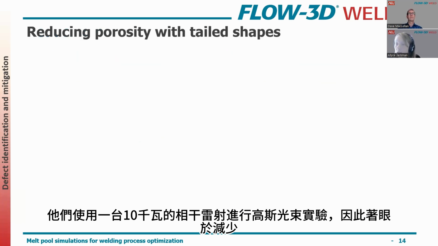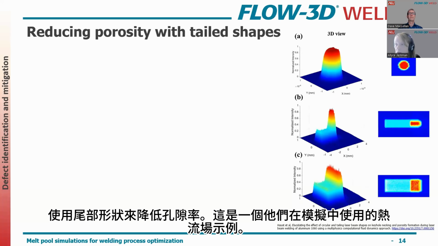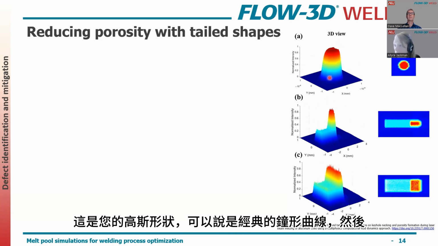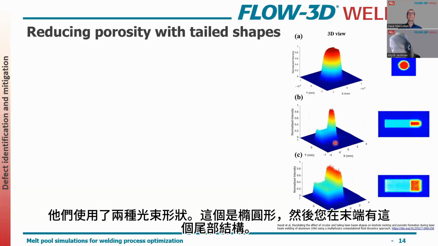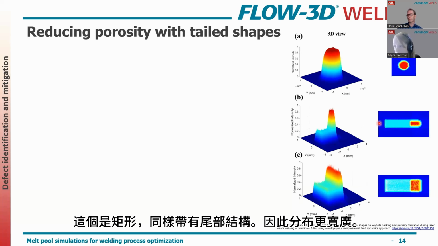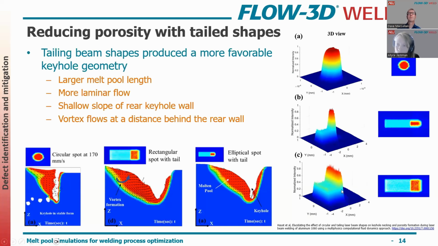So looking at reducing the porosity with the tailed shapes. So this is an example of the heat fluxes that they used in the simulation. So this is your Gaussian shape, your kind of classic bell curve, and then they used two beam shapes. So this one is an elliptical shape, and then you have this tail formation at the end, and this one is a rectangular shape, again with a tail formation, so a wider distribution.